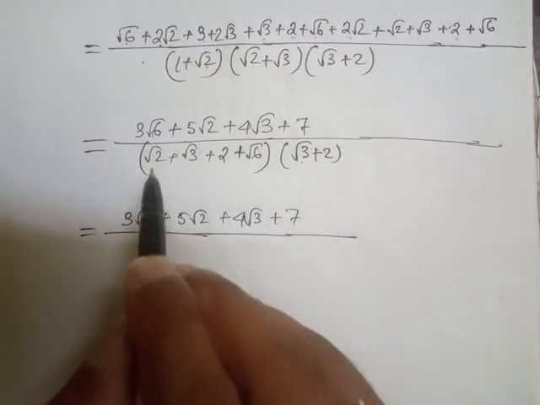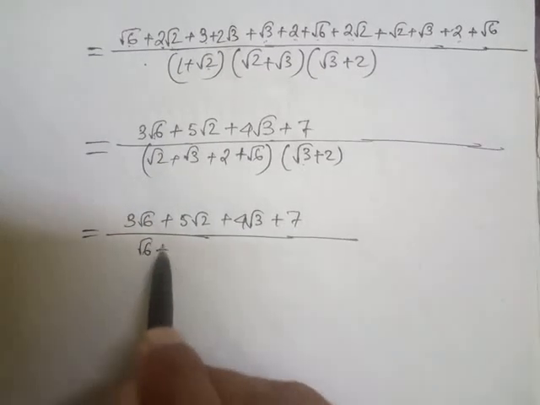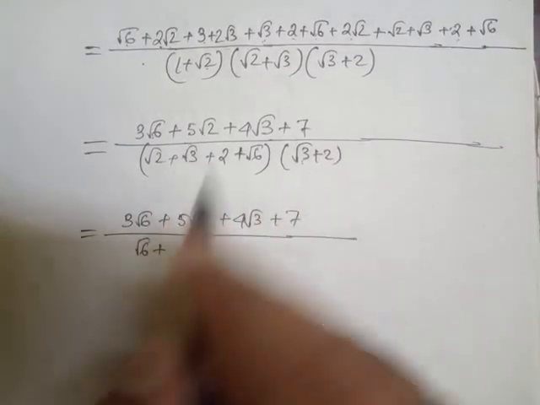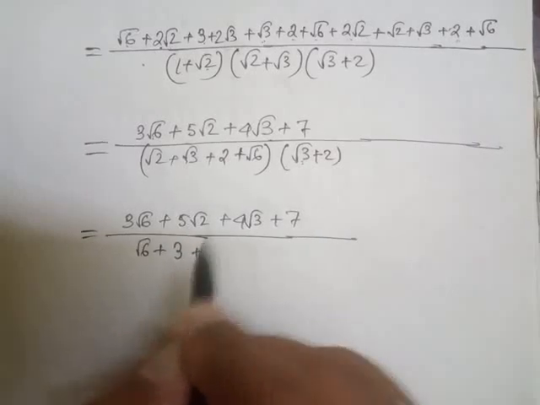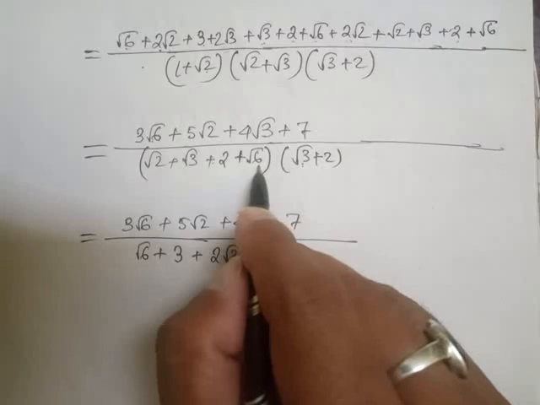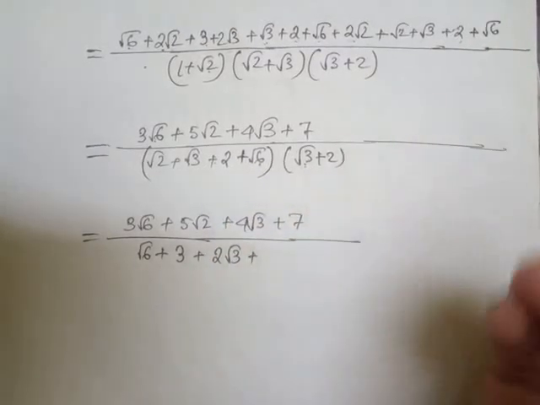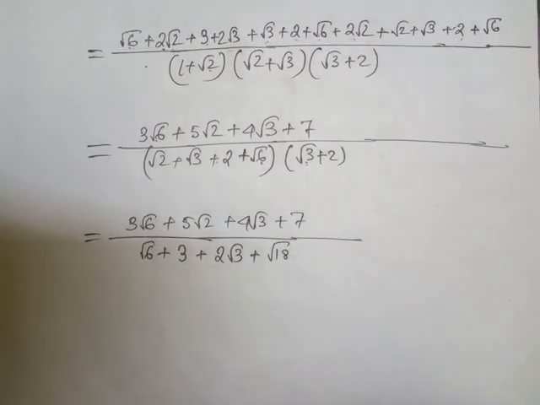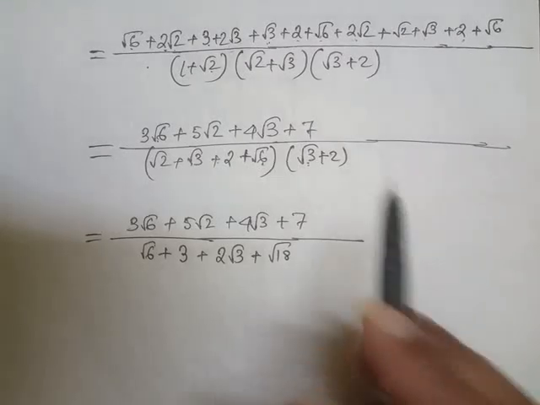Now √3 and √2 means √6 again, so √3 into √3 squared means 3, and 2 into √3 is 2√3, and √6 and √3 is √18.